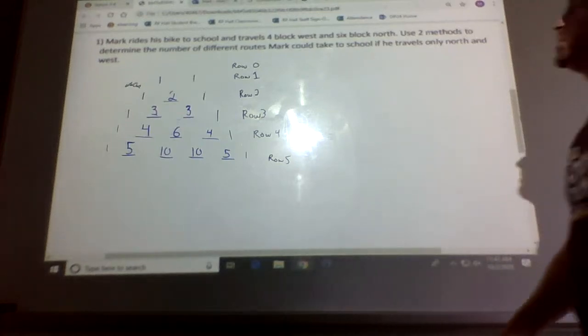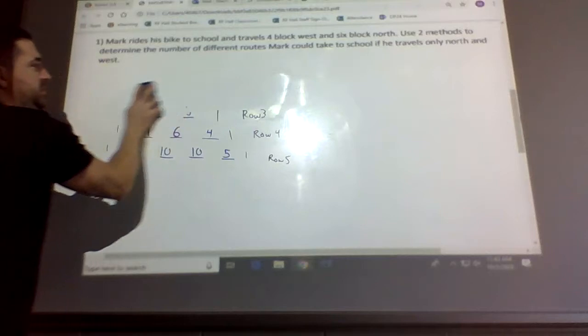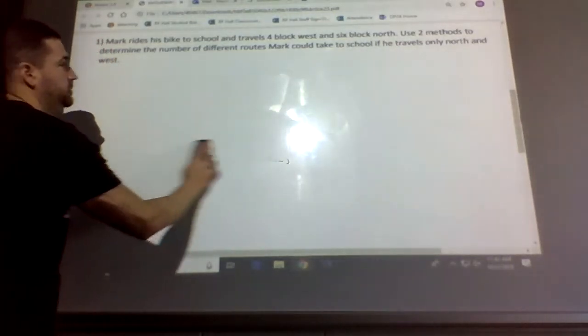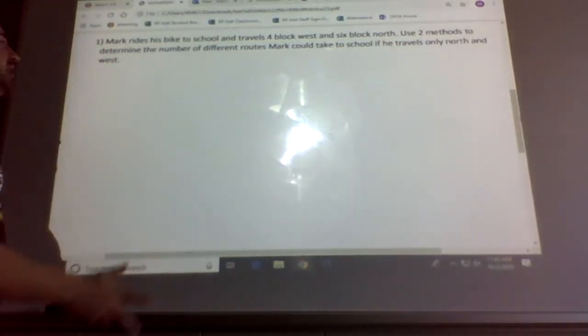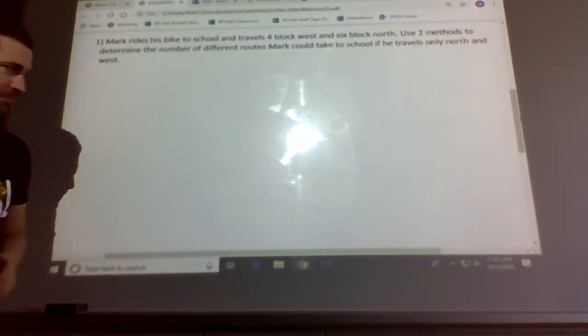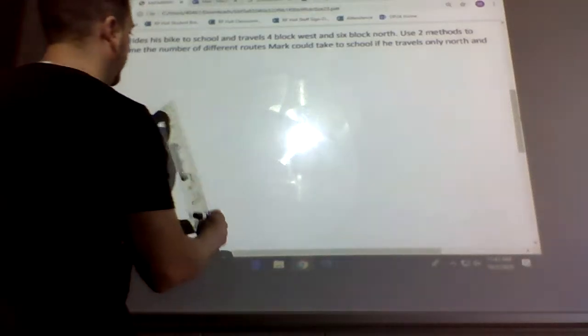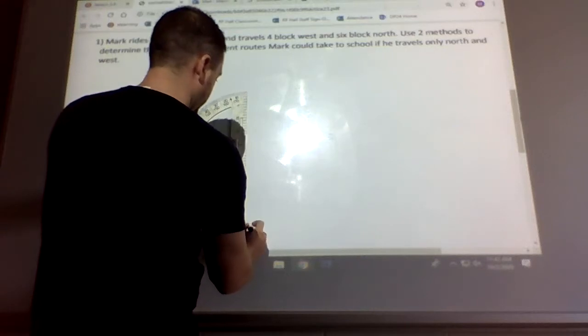Okay, number 1. Mark rides his bike to school and travels 4 blocks west and 6 blocks north. Use 2 methods to determine the number of different routes Mark could take to school if he only travels north and west. Okay, so I'm going to draw this out here. I'm going to show you the longer way and then the shorter way.